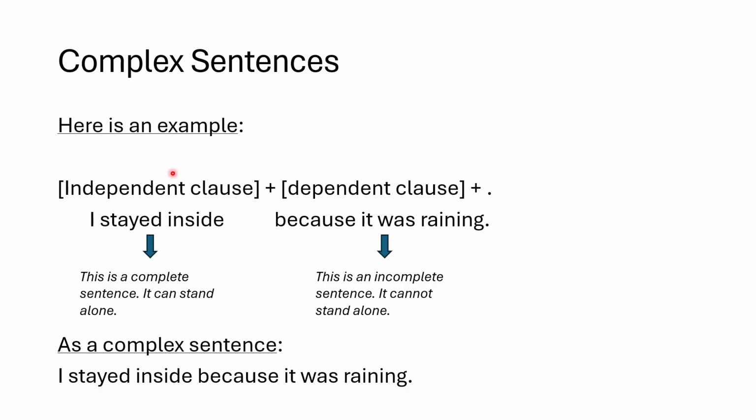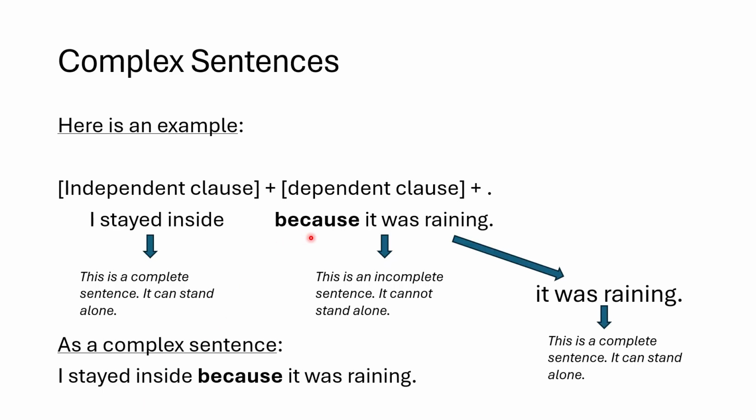Here is an example. Independent clause. I stayed inside. This is a complete sentence. It can stand alone. Dependent clause. Because it was raining. This is an incomplete sentence. It cannot stand alone. It leaves us waiting for more. Now, let's put these parts together to form one complete sentence. I stayed inside because it was raining.